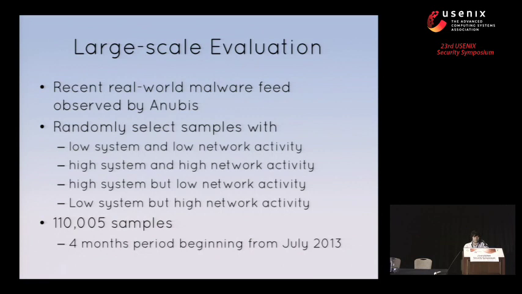So we performed a large-scale evaluation of our system. We used a recent real malware feed that was observed by Anubis. However, the feed is too large for our system, so we randomly selected samples. I mean, we resampled from this malware feed from 4 categories. That is, samples that showed low system and low network activity inside Anubis, samples with high system and high network activity, samples with high system but low network activity, and samples with low system but high network activity.